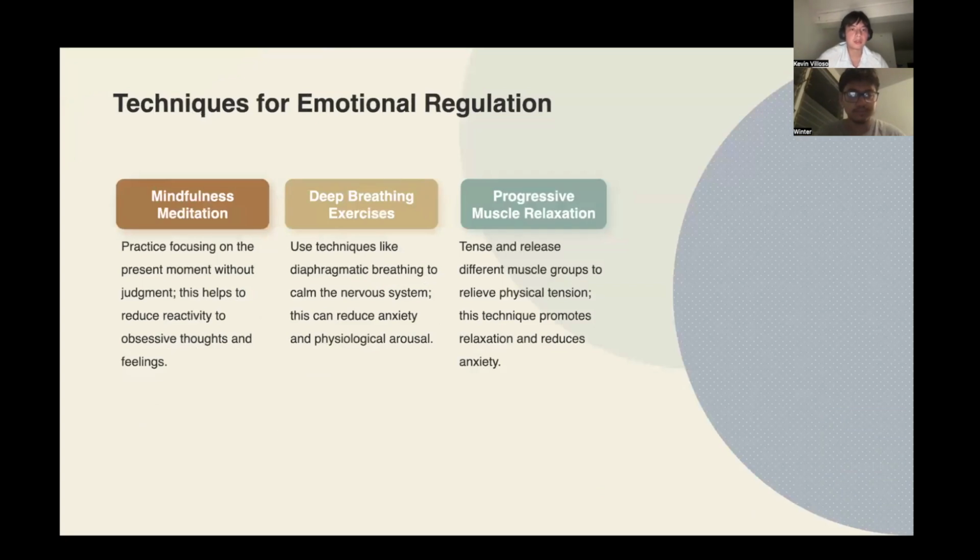Here are some techniques for emotional regulation. There's mindful meditation, where you practice focusing on the present moment without judgment. This helps reduce reactivity to obsessive thoughts and feelings. And there are also deep breathing exercises. You can use techniques like diaphragmatic breathing to calm the nervous system. This can reduce anxiety and physiological arousal. And then there's progressive muscle relaxation. Tense and release different muscle groups to relieve physical tension. This technique promotes relaxation and reduces anxiety.